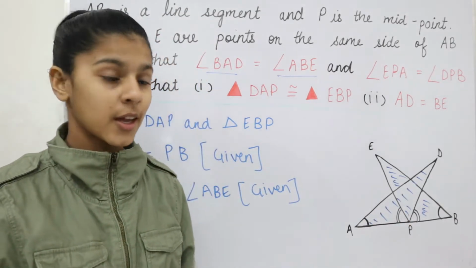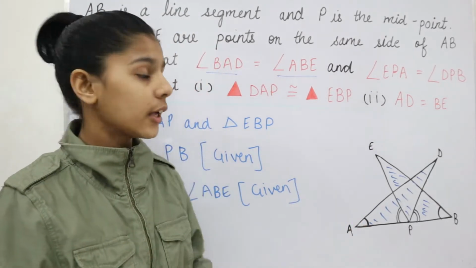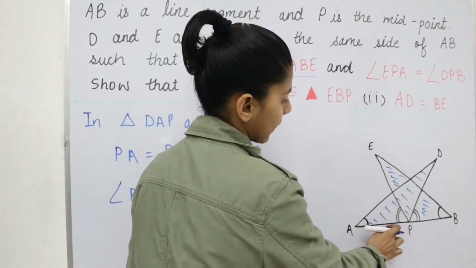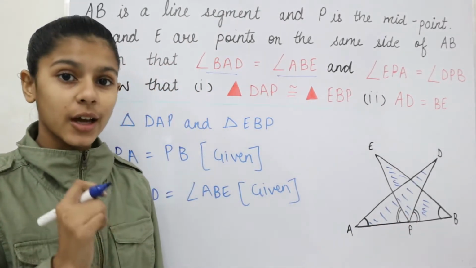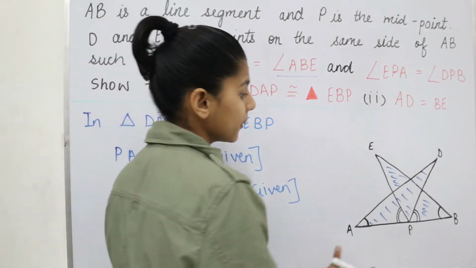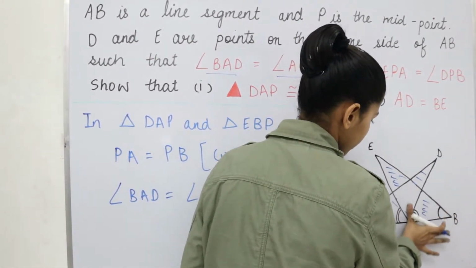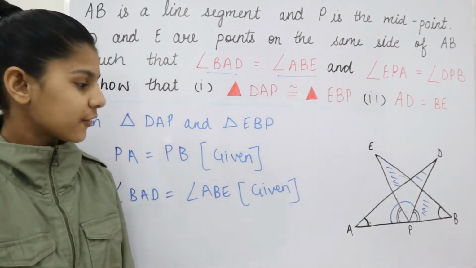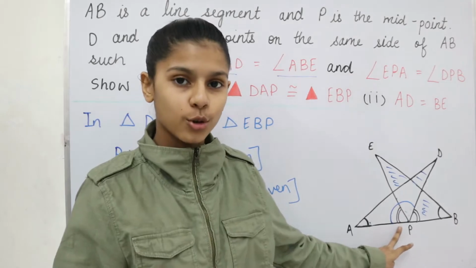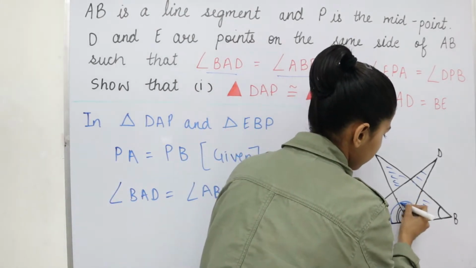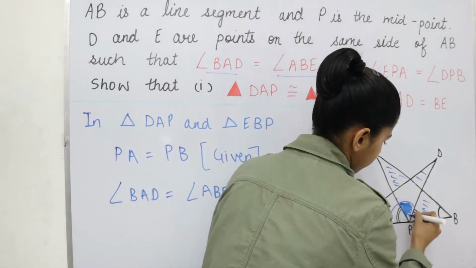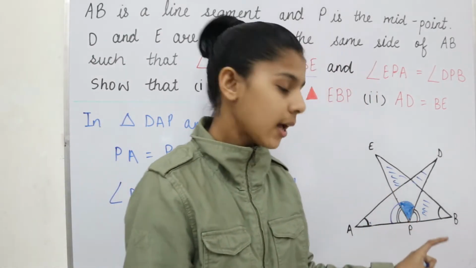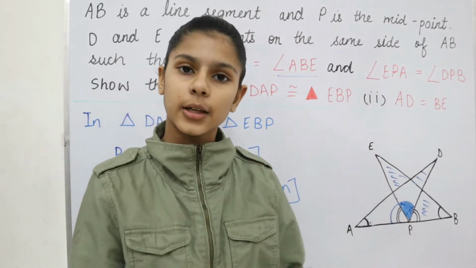So what can you think of? One side we have got, one angle we have got. Now they are saying in the question that angle EPA is equal to angle DPB. EPA means this angle and it is equal to this angle. But we are not talking about these angles, we are talking about the complete one. If we are talking about the triangle DAP, we need this complete angle. We do not need this portion. So this portion we are not having, and this we need, because they are saying this and this is equal, but the middle portion is not given to us, which is coming in both the triangles.